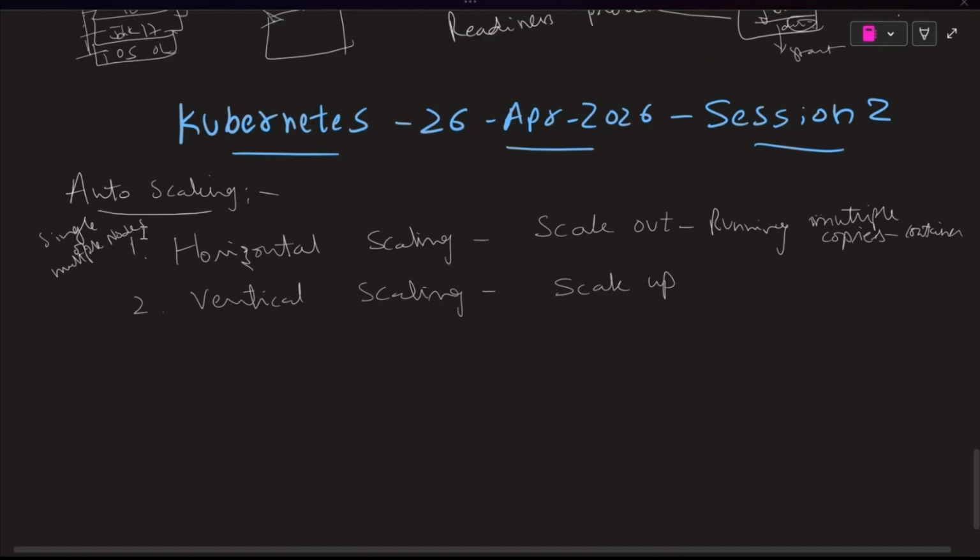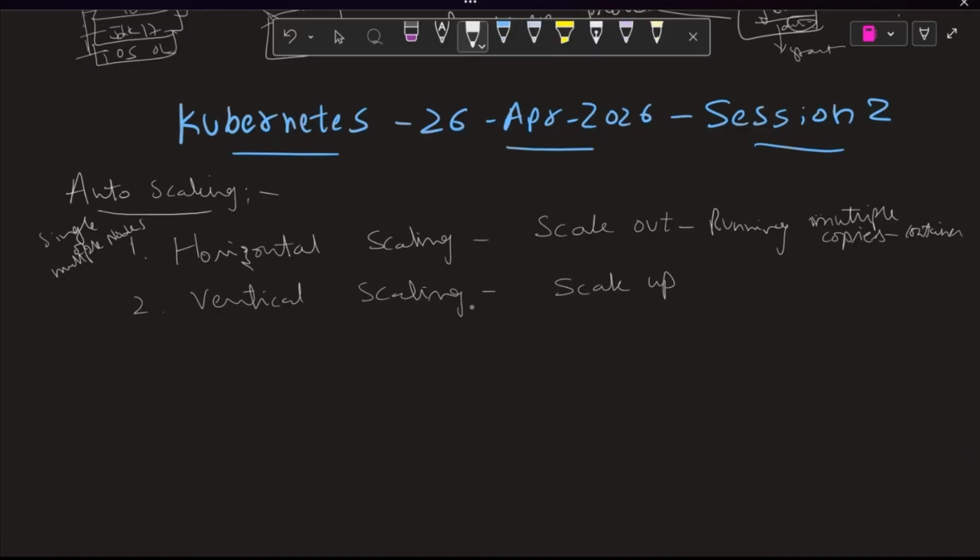Now, what is vertical scaling? Vertical scaling means giving the container that you have created more CPU or memory, making the container itself more powerful. This is also called scaling up. It has hard limits because you can only add so many resources to a single machine. So Kubernetes primarily focuses on horizontal scaling, which is the right approach for containerized workloads.